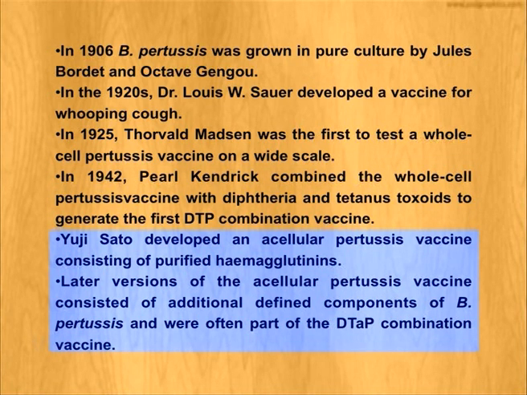Later we have Yuji Sato and others who tried to produce other varieties of acellular pertussis vaccine. Actually, whole cell means the whole organism is there, while acellular means some parts of the organism, a subunit vaccine, are used. Let us see what features in the organism bring about this kind of disease.